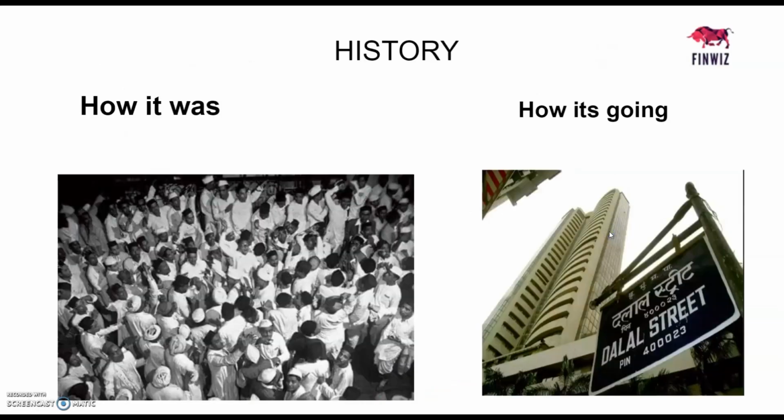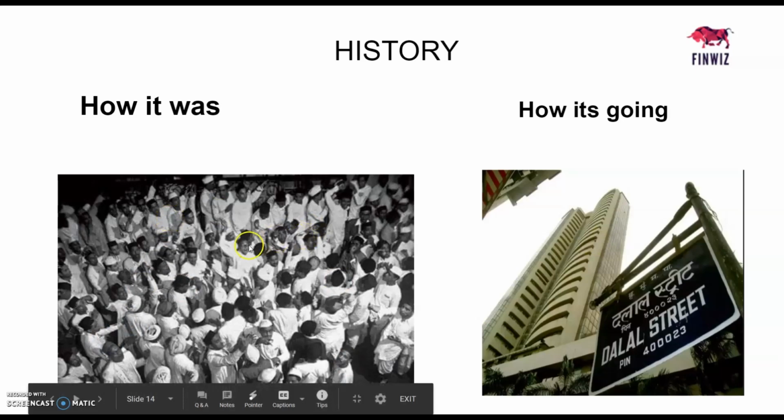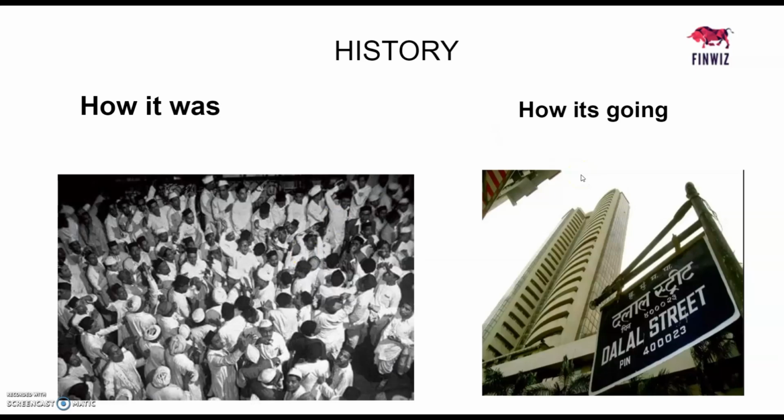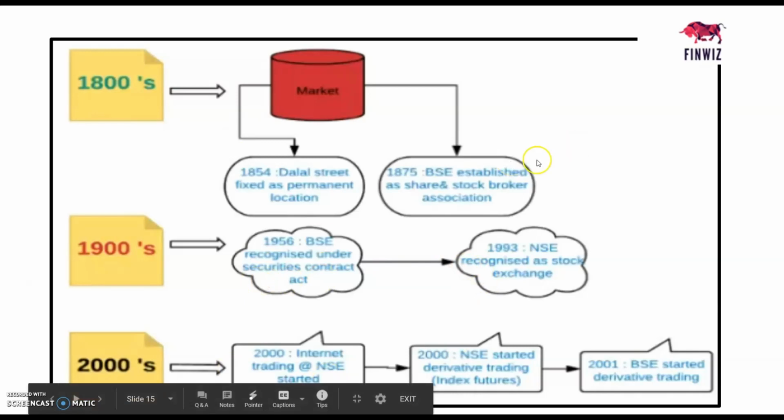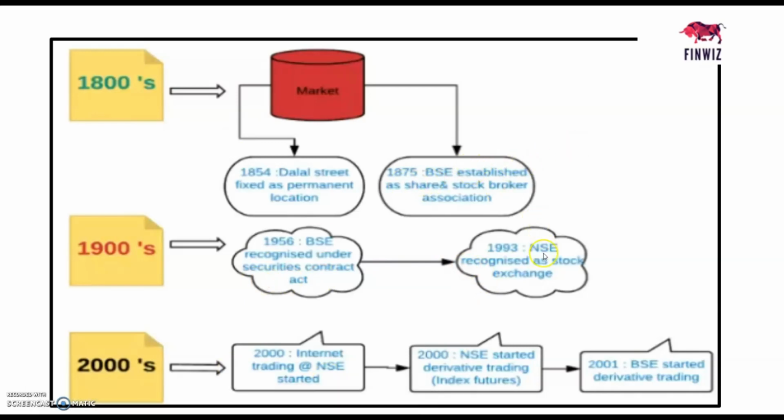Now moving on to the history of the stock market. Here we can see how previously jobbers used to take the orders and execute them, but now the scenario has changed and it has been completely digitalized. We can take a quick look at the history of the stock market. In 1875 BSE was established, in 1993 NSE was recognized as a stock exchange, and in the year 2000 internet trading was started in NSE, and in the same year NSE also started derivative trading. In the year 2001 BSE also started derivative trading.